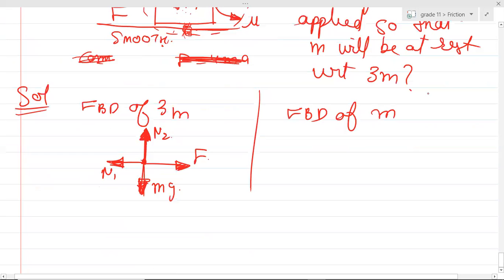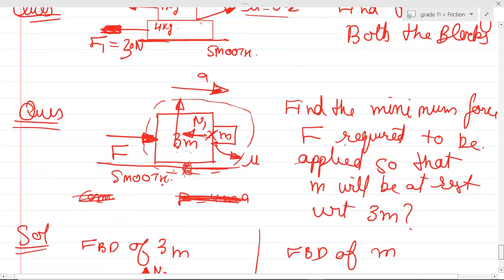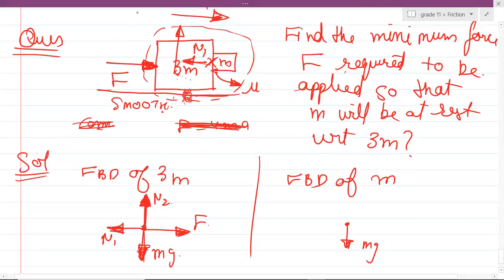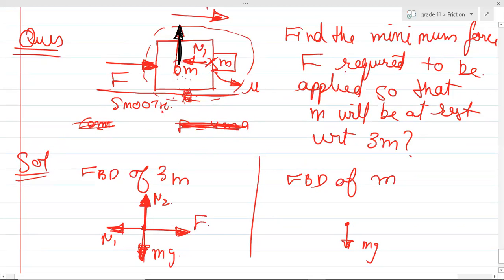For that, let's go to the FBD of M. Now for M, mg will be acting downwards. So we have drawn N2, we drew N1, we drew 3mg, we drew this F as well. So basically we drew all the forces except the friction acting on this 3M.